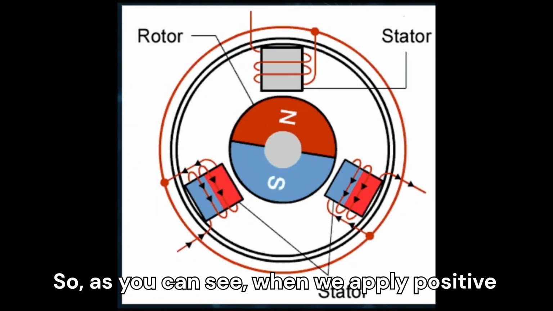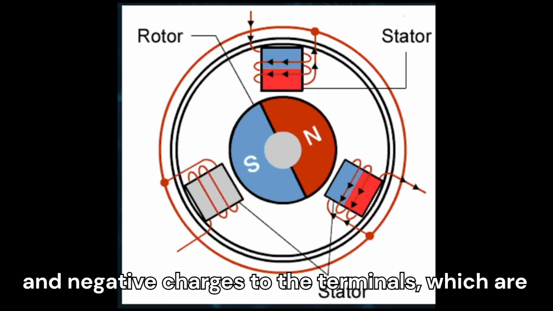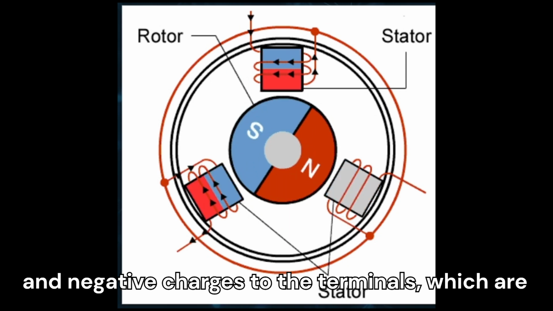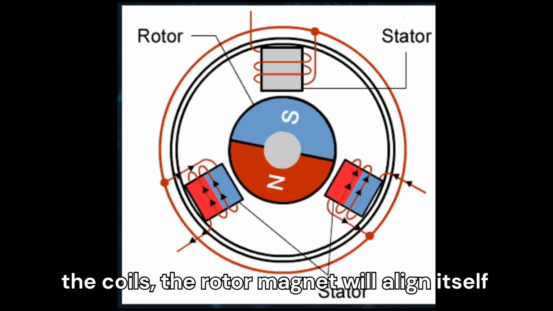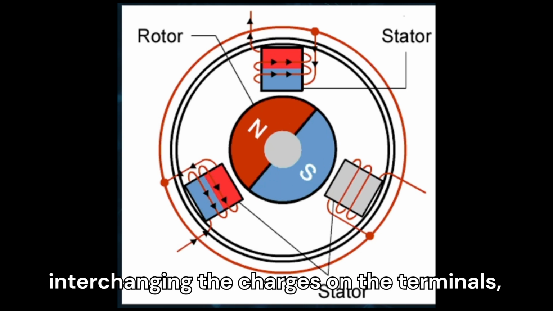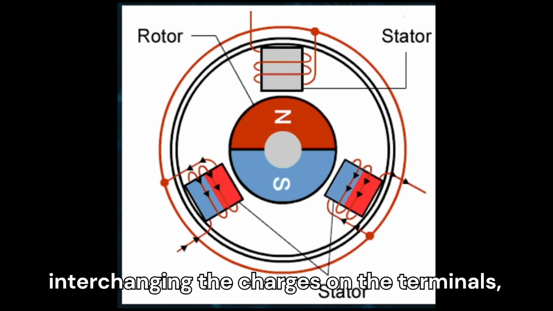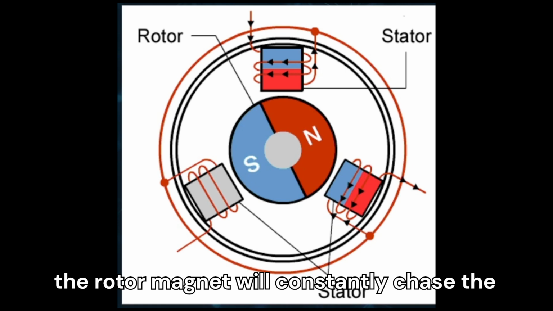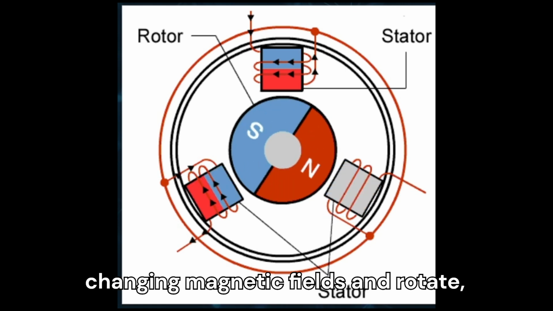So as you can see, when we apply positive and negative charge to the terminals, which are the coils, the rotor magnet will align itself due to the attraction. By continuously interchanging the charges on the terminals, the rotor magnet will constantly chase the changing magnetic fields and rotate, thereby generating motion.